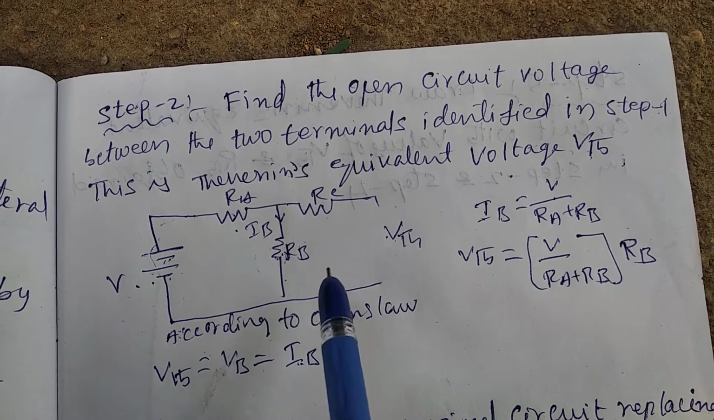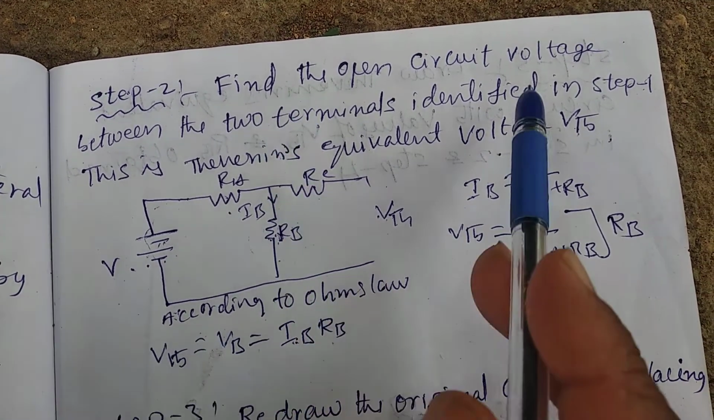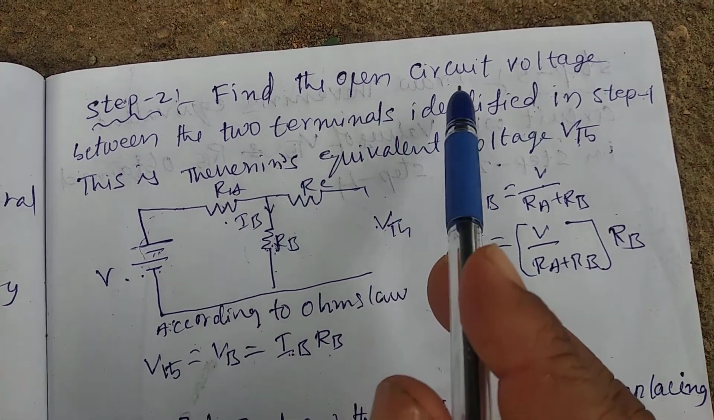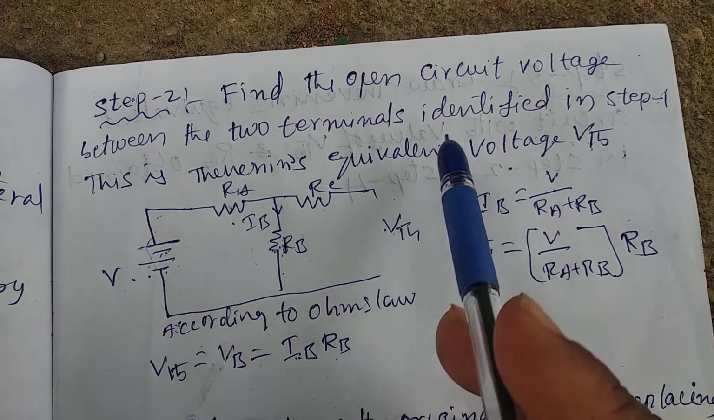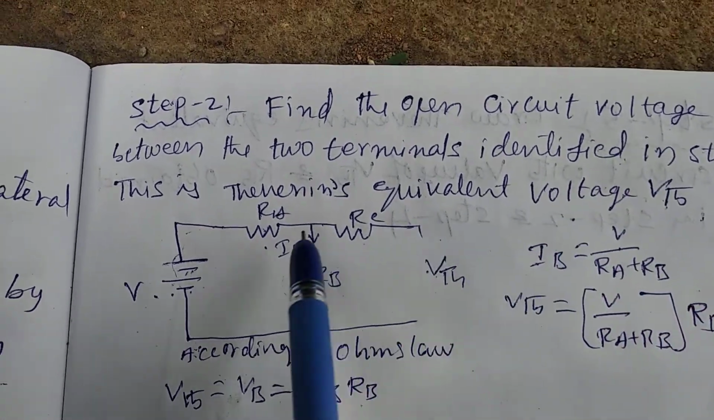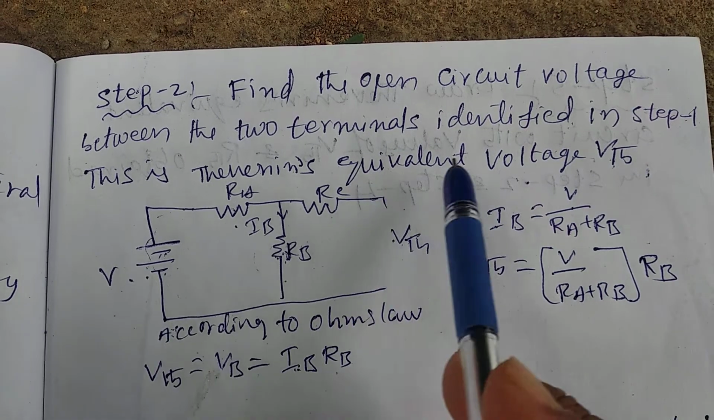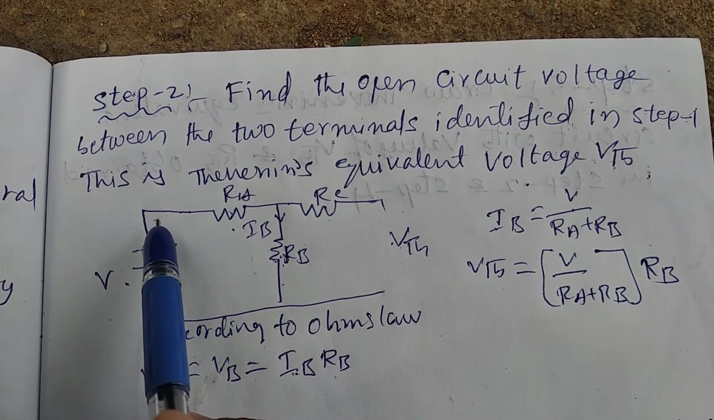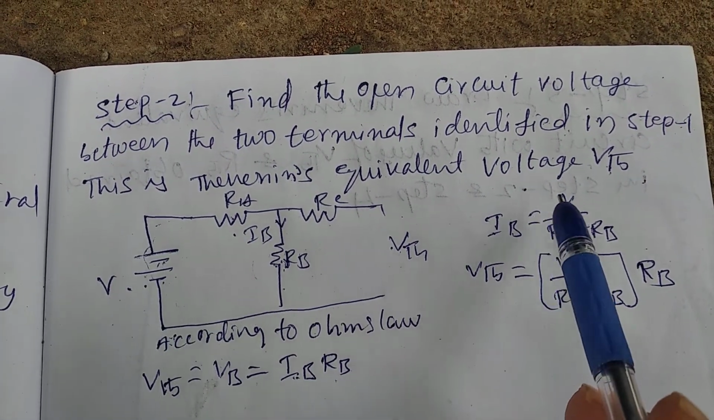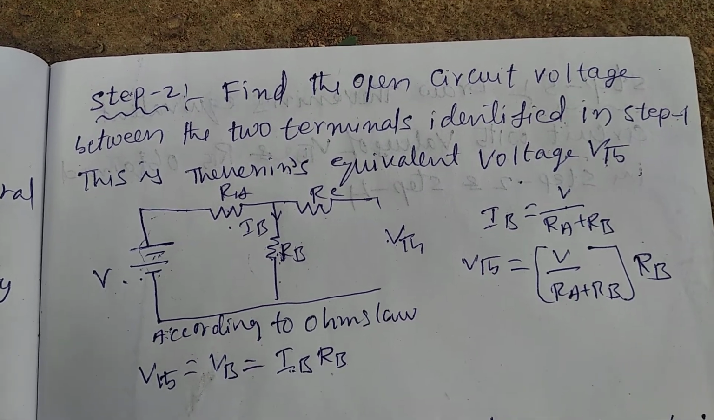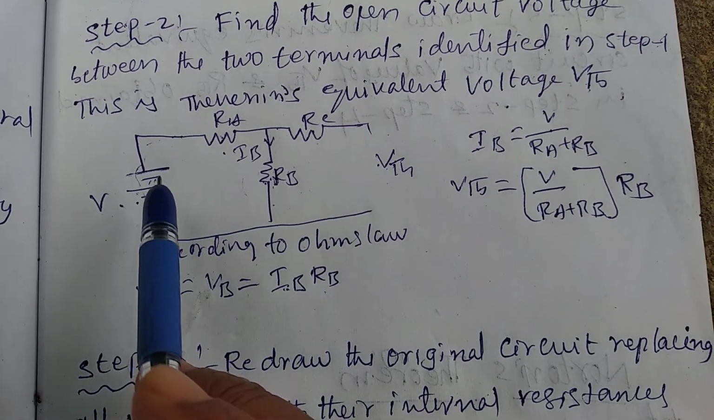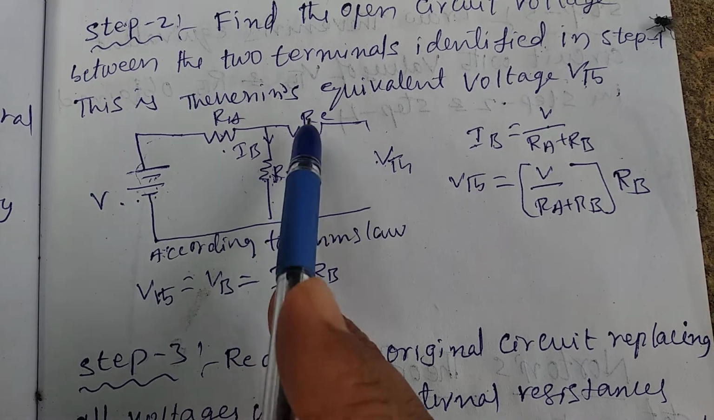In step 2, what do we have to find? We have to find the voltage here, that is, the open circuit voltage. Just now we have opened the circuit. The open circuit voltage between the two terminals identified in step 1 is Thevenin's equivalent voltage Vth. So this is the diagram, with the voltage V and Ra, Rb, Rc.